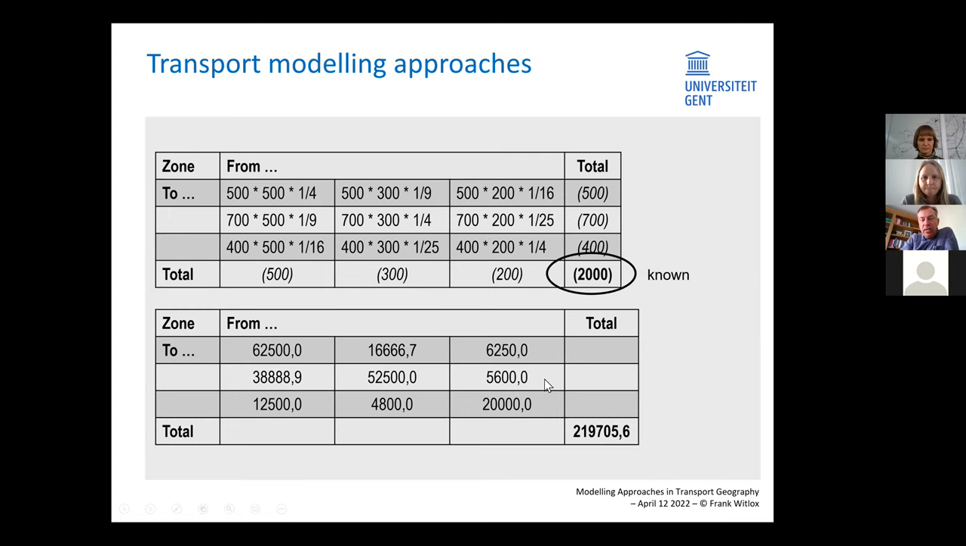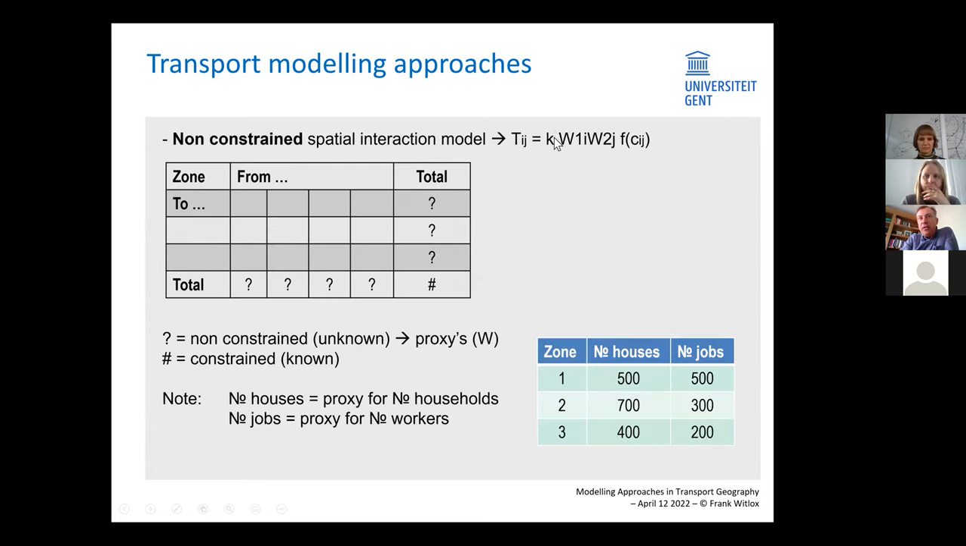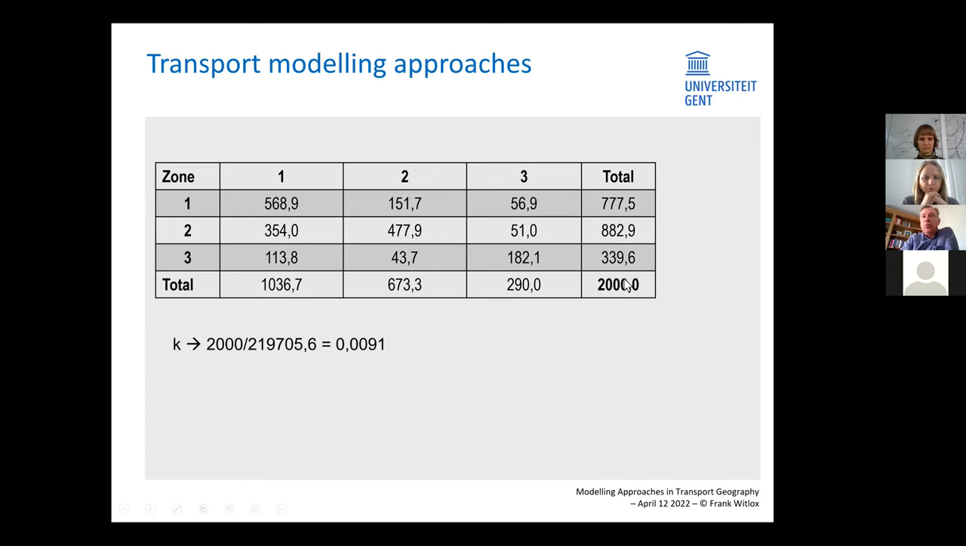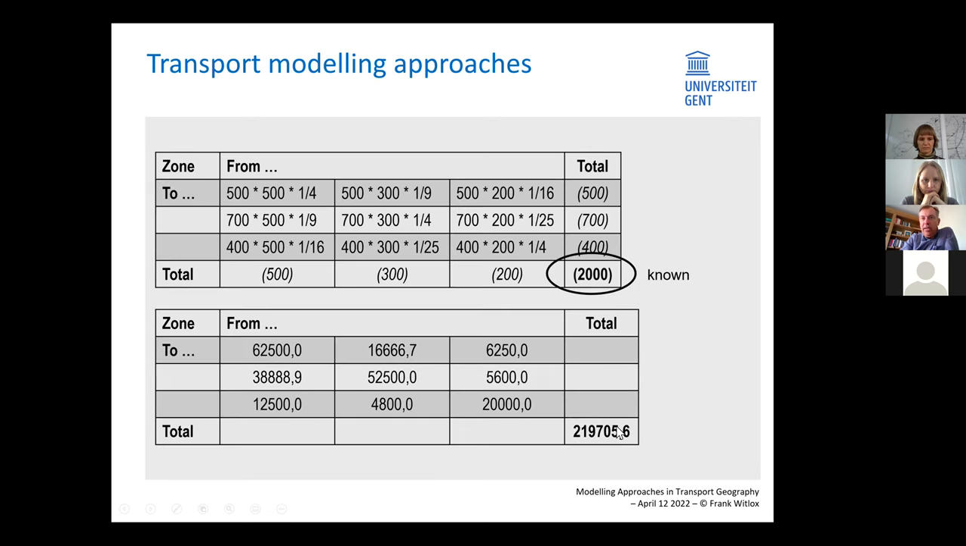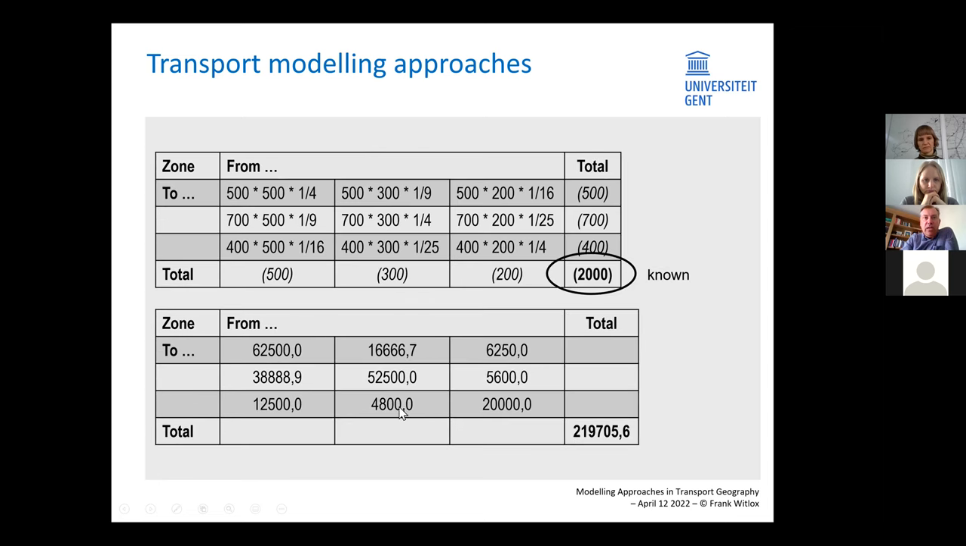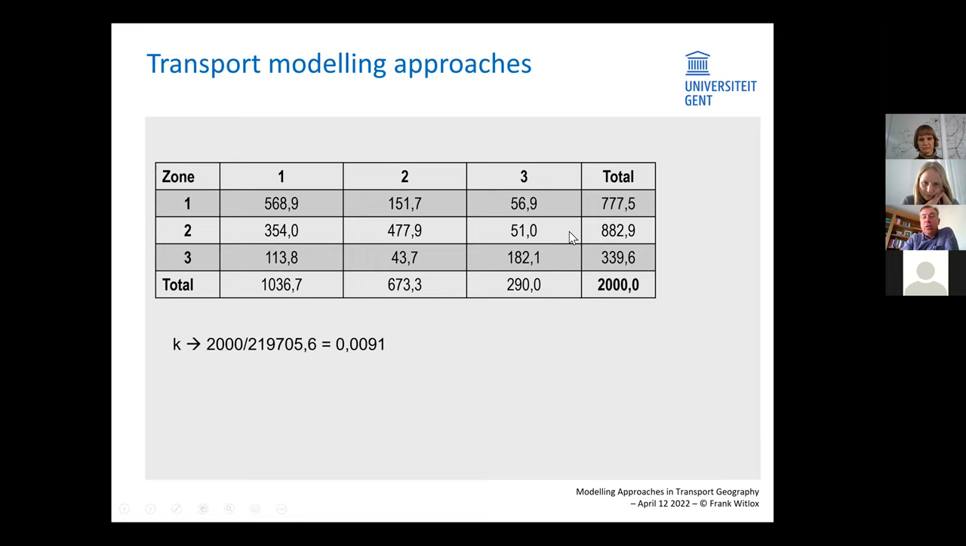So we have filled in the matrix, but we see that we have a large number of trips being made. In essence, we know that in the entire system, there are 2,000 trips being made. We now have about 220,000 trips. So this is where this factor K comes into play, and K is a scaling factor. So what we do is we rescale the matrix so that we have the total number of 2,000. How we do this is simply we take 2,000 divided by this number, and then we have 0.0091. So all of the numbers here are then multiplied by this same scaling factor so that we have this as the end result.